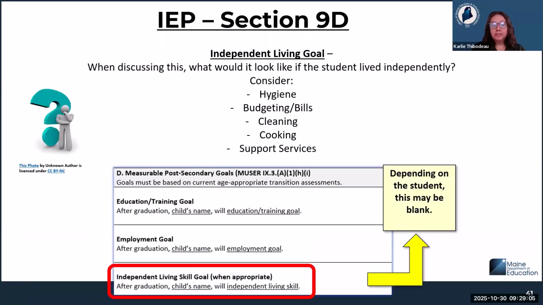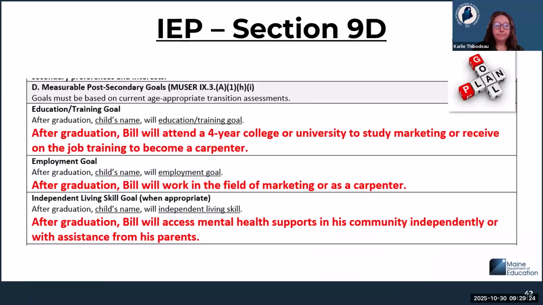And then the independent living goal, this is optional. So really think about, does the student require this independent living goal? Don't just assume that they don't. Really think about that and talk to them about it. So here are a few examples of what those goals might look like.